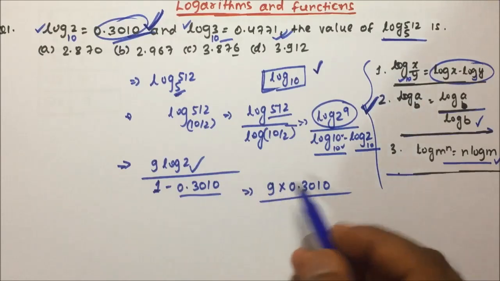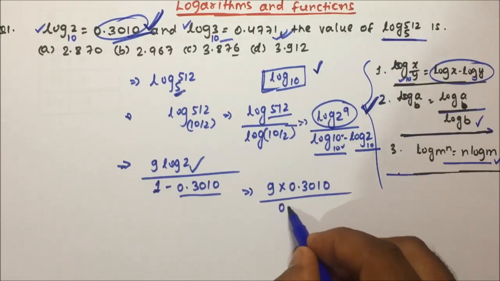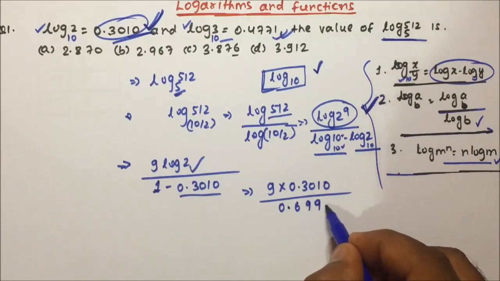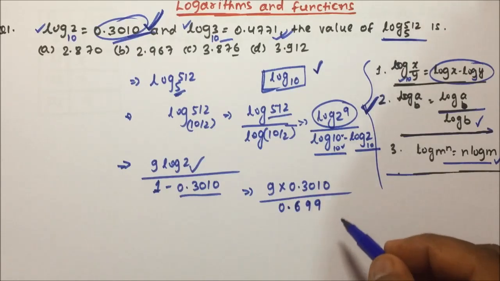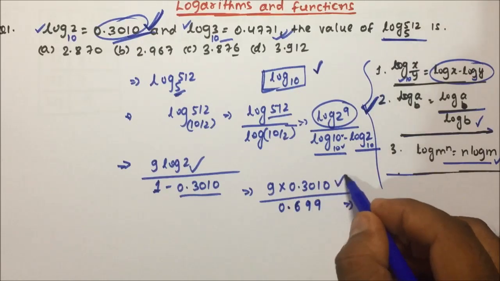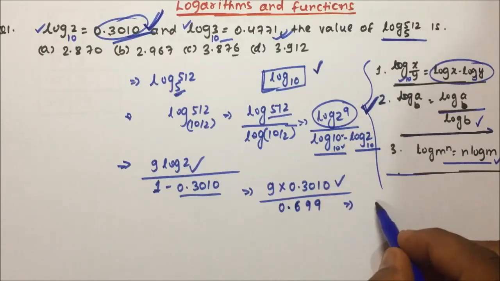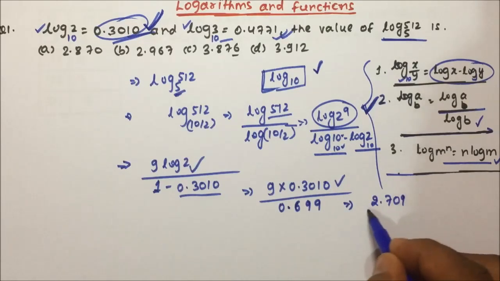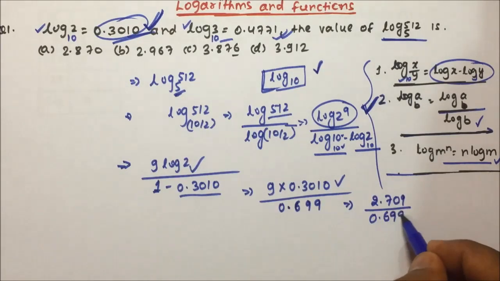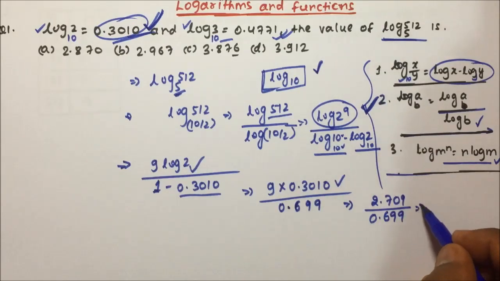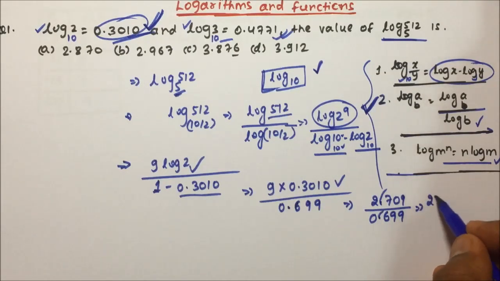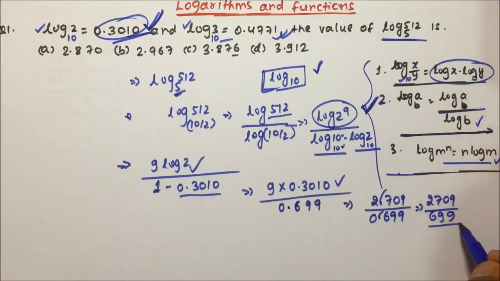And then if you try to subtract this, then this will be 0.0699. Okay. Now if you multiply this, then you will be getting 2.709, and divide by 0.699. And now if you try to divide this, first you remove the decimal. So if you remove the decimal, then 2709 divided by 699. You can also assume that 700.